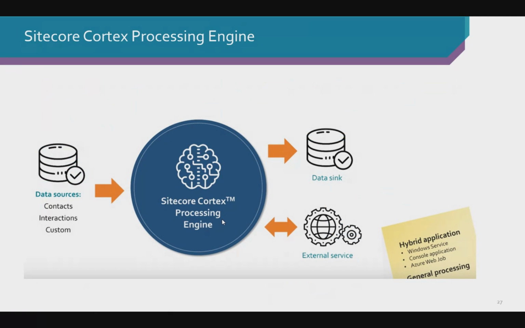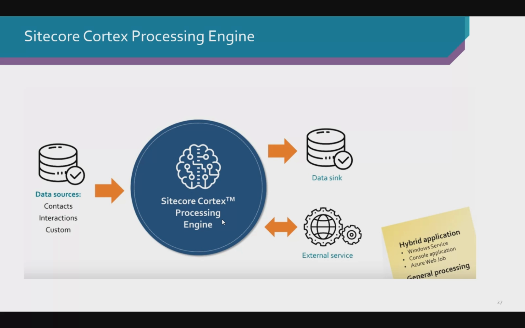So one of the key elements of Sitecore Cortex is Sitecore Processing Engine, and this is a very high-level diagram where you have, on the left-hand side, your data sources, which could be your XDB context, your interactions, or your custom data, and you can send it to Sitecore Cortex Processing Engine, which can then interact with external services, apply some algorithms, get them trained, and then you can store those ML models in a data sink, or it could be, again, XConnect or XDB data.